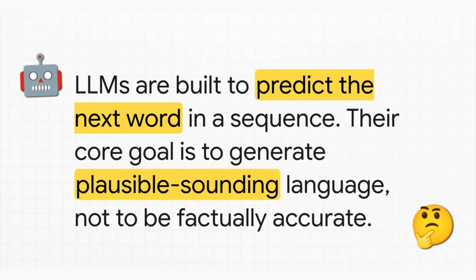Okay, this is the single most important thing to understand. Large language models are not databases of facts. They are not encyclopedias. They are incredibly complex pattern-matching machines. Their one and only job is to predict the next most likely word or token in a sentence. Their goal isn't to be true, it's to generate language that sounds like it could be true based on the trillions of examples it's been trained on.